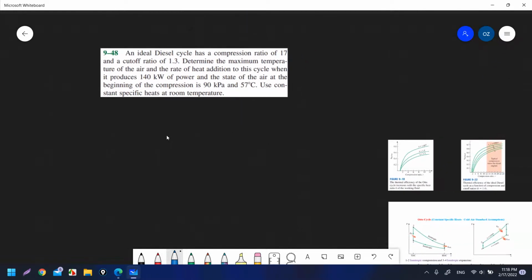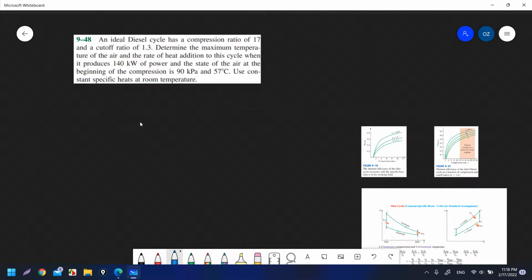Okay, the last question in this video, it will be a short question. We have an ideal diesel cycle has a compression ratio of 17, so R is equal to 17, and a cutoff ratio RC is equal to 1.3. Determine the maximum temperature of the air. Maximum temperature of the air.